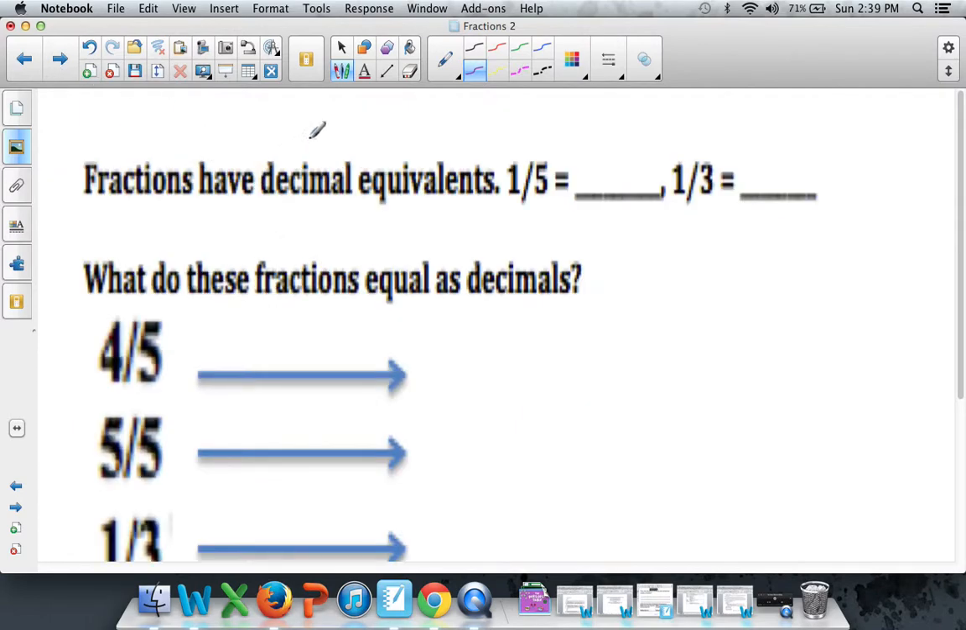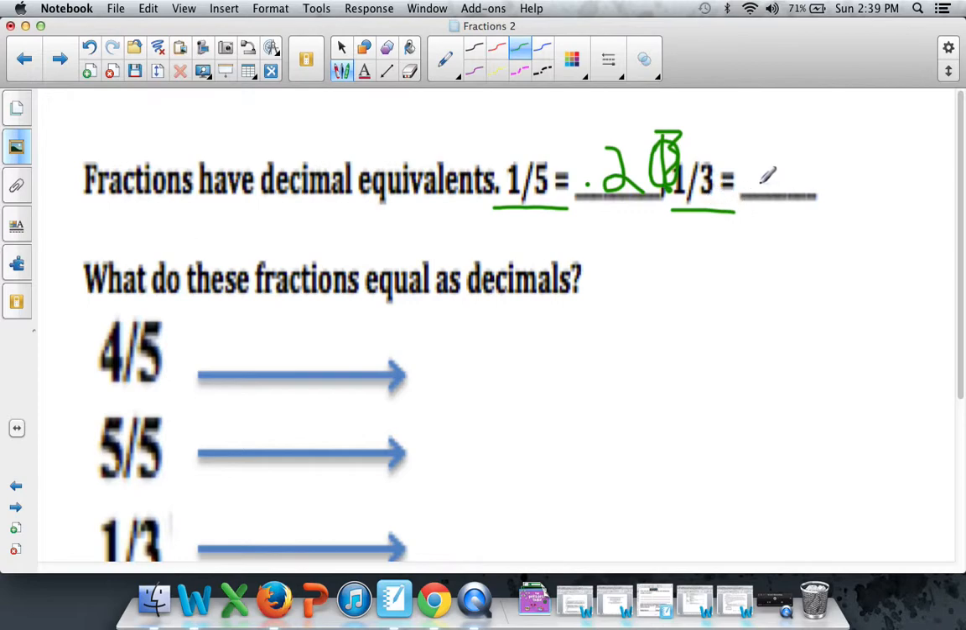Remember last time we talked about fractions having decimal equivalents? Well, that's back. 1/5 is what we're talking about this time, and 1/3 as well. 1/5 is equal to 0.2, or 0.20. But like I always say, if there's a 0 at the end of a decimal, we don't need it.